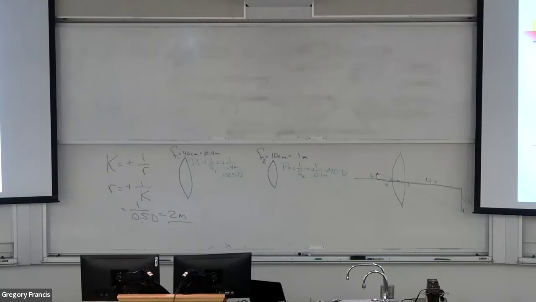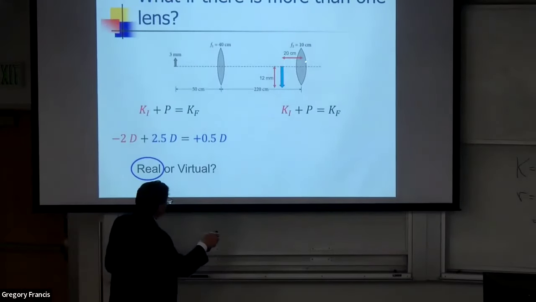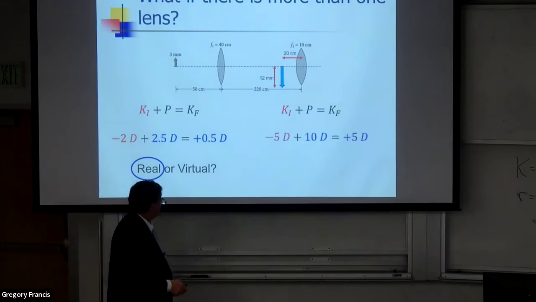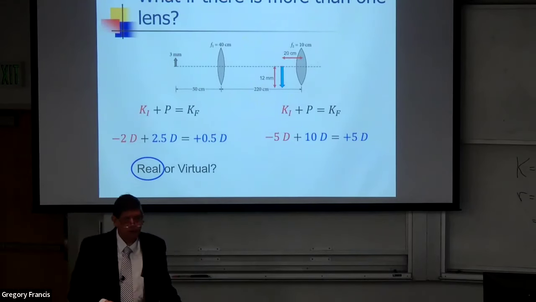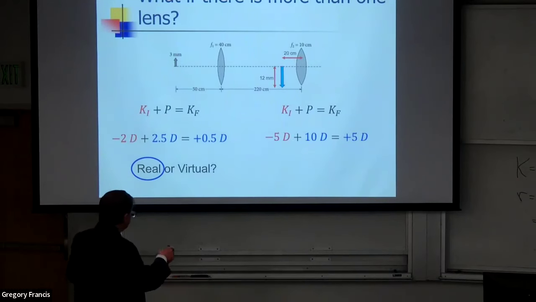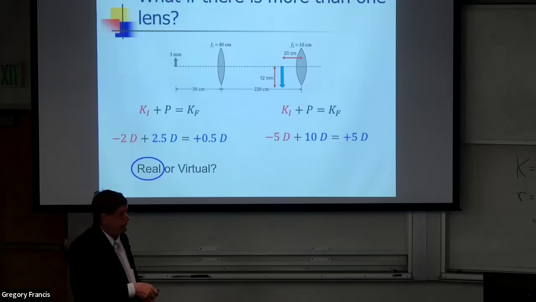Well, the radius is 0.2 meters, and 0.2 meters of a radius is going to give me a curvature of 5 diopters. 1 over 0.2, plug 0.2 in your calculator and hit 1 over, you're going to get 5. And it's negative because this is spreading out as it leaves the real image.